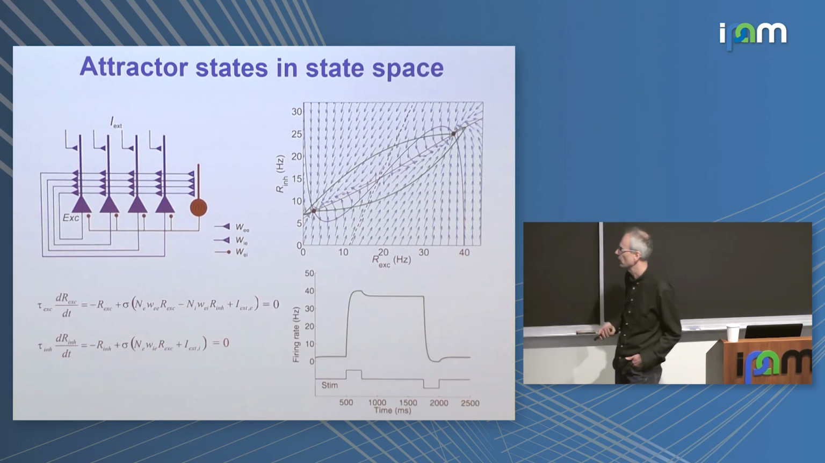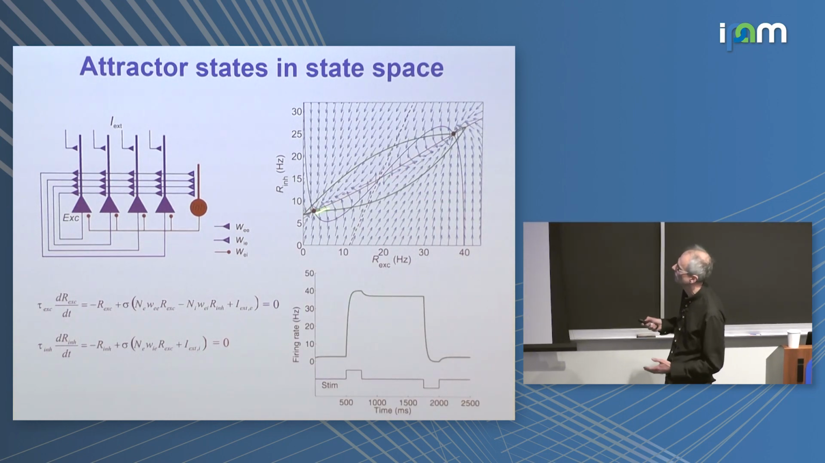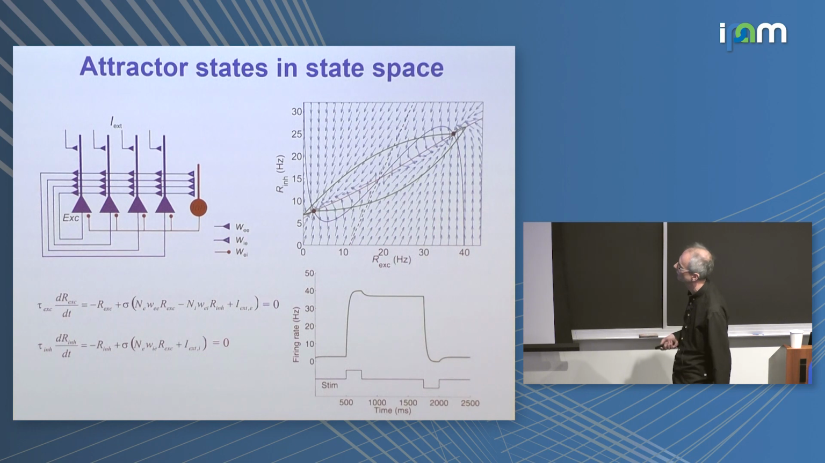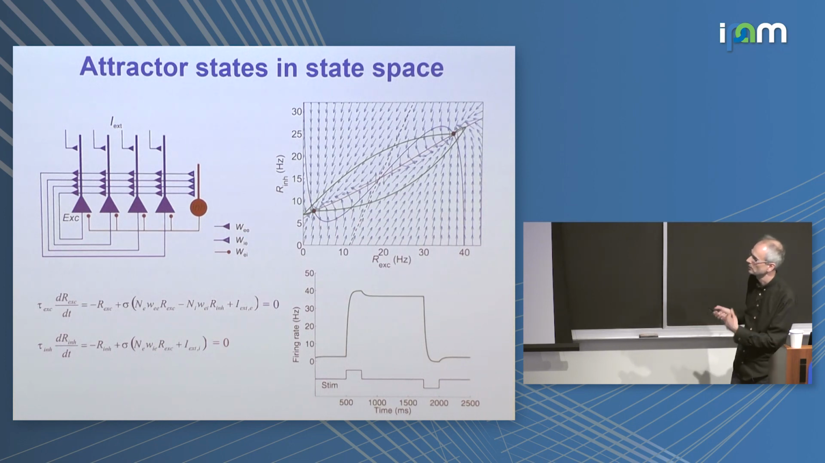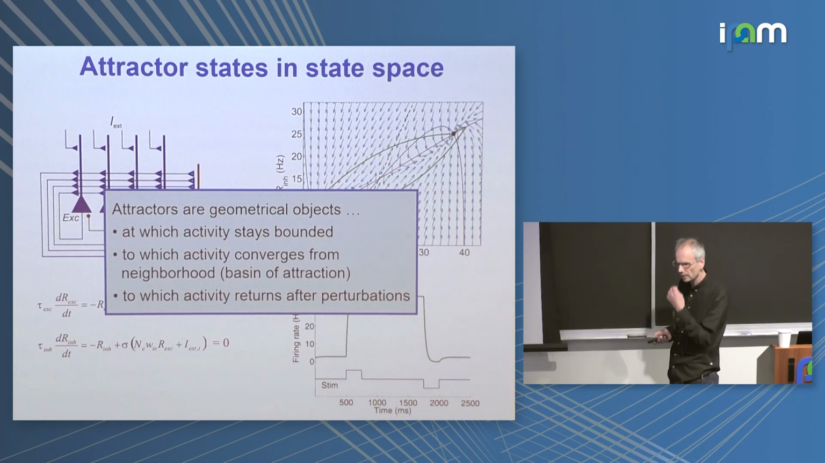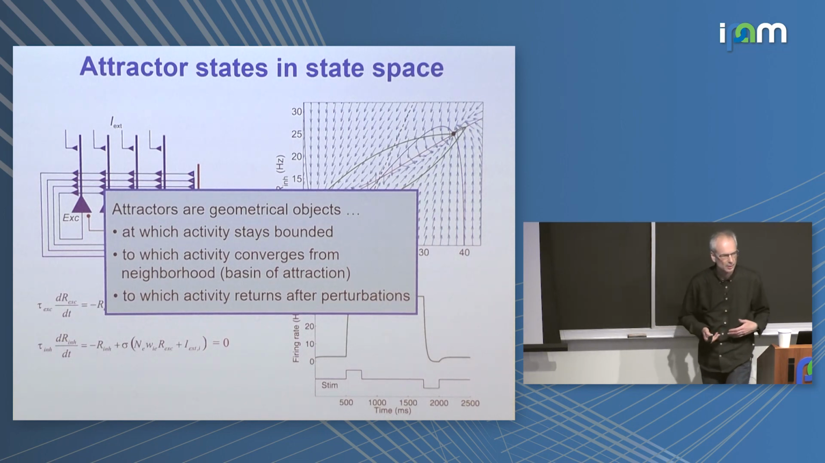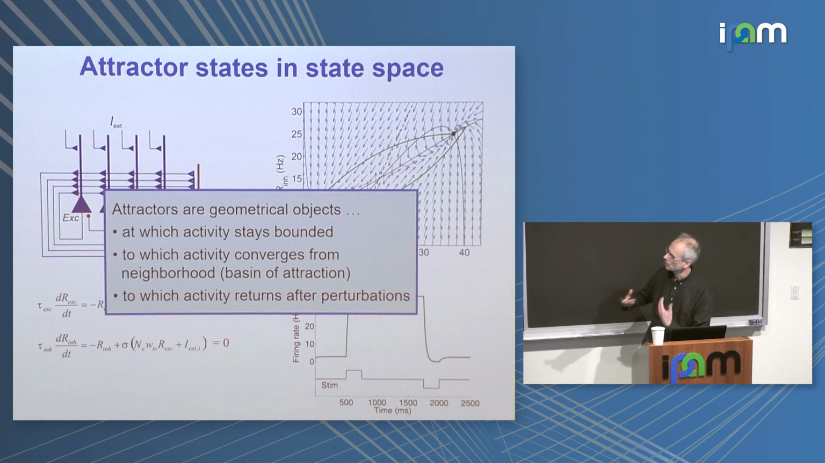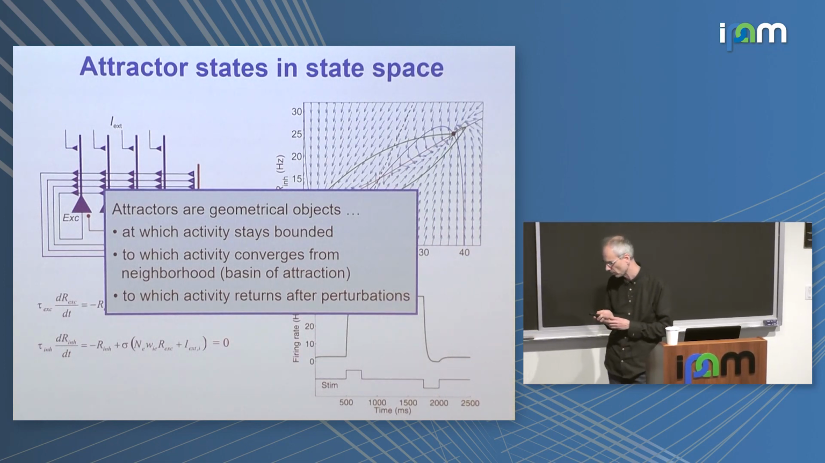Now, if you apply a stimulus to the system, and you have this sort of system which can be bistable or multistable, so which expresses many of these different attractor states, then it will keep a sort of memory of the stimulus, and you can switch it forward and backward between these different attractor states by stimulation. Generally, attractors are geometric objects in these state spaces at which activity stays bounded, to which activity will return after perturbations, and to which activity converges from some neighborhood which we call the basin of attraction.